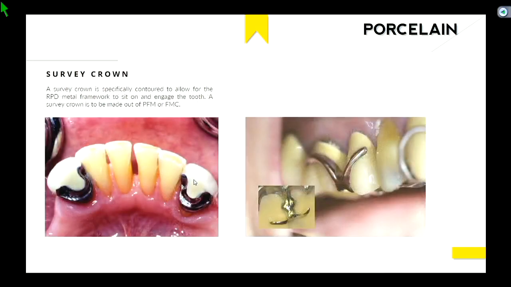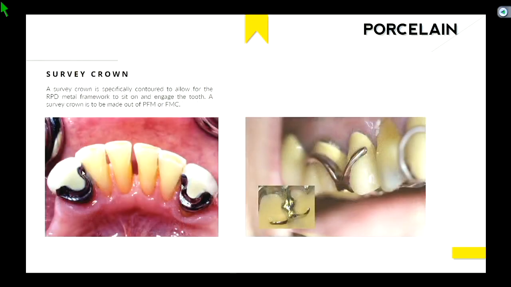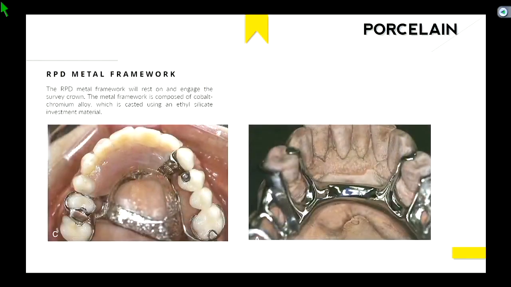If you think about what investment material they'll use to cast this crown, what do you think we would use? A phosphate bonded, okay, because this is still a crown. So specifically, ethyl silicate is for these full arch RPD metal frameworks. So when we talk about ethyl silicate with RPDs, it's not talking about the survey crown specifically, it's talking about this metal piece that the crown sits on.